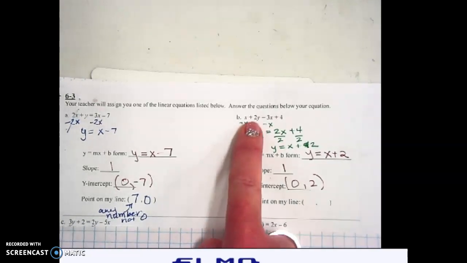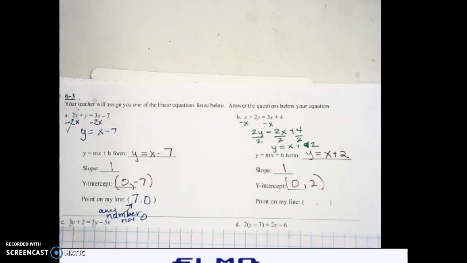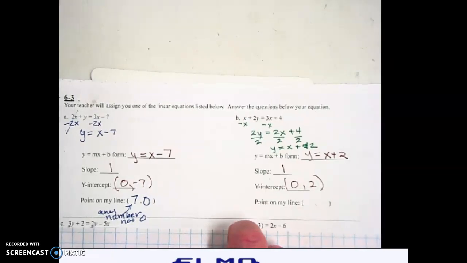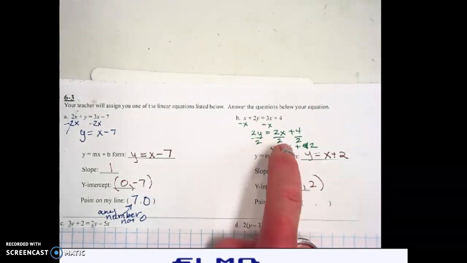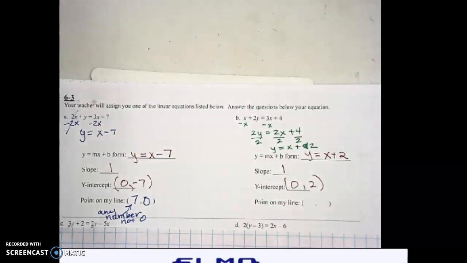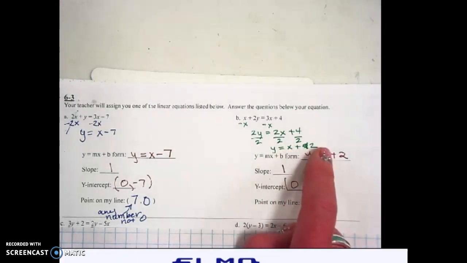Now let's do part B. For part B, we have x plus 2y equals 3x plus 4. We're going to subtract x from both sides to get the 2y by itself. Then we're going to divide all of the terms by 2. And you get y equals x plus 2.